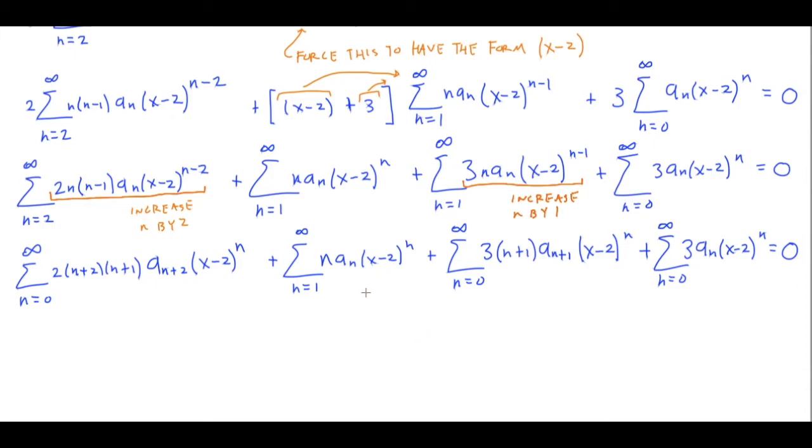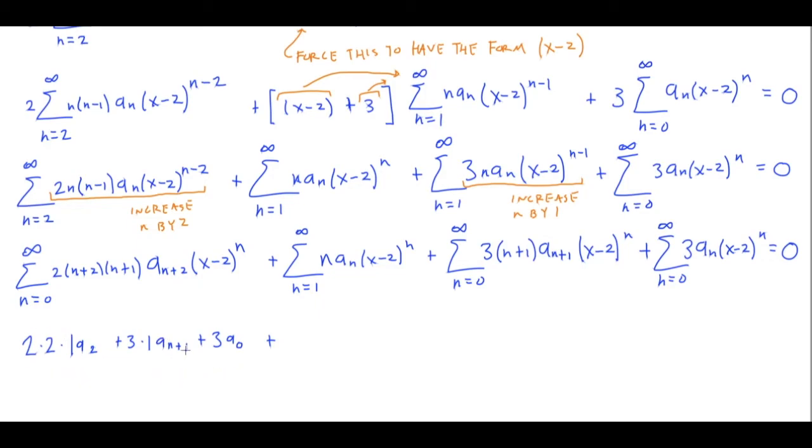But what I do note is that I have one series whose starting index is 1. The other 3 have starting indices at 0. That means that I'll have to peel off the n equals 0 term from each of these 3, the first, third, and fourth, so that all of the remaining series will have a starting index of 1. So if I compute the n equals 0 terms from this first series, from this third series, and from this fourth series, I believe that these are the terms that I get.